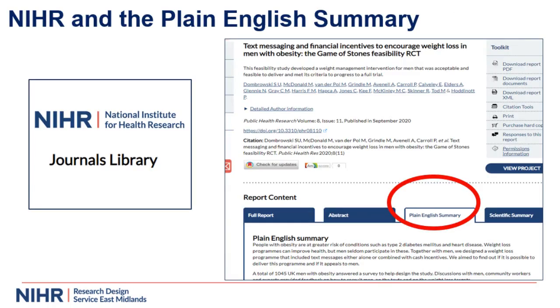This screenshot is taken from the NIHR Journals Library. This website provides details of every study funded and illustrates the importance that NIHR gives to the plain English summary. It is seen as vital in ensuring broad accessibility of NIHR-funded research and its findings.